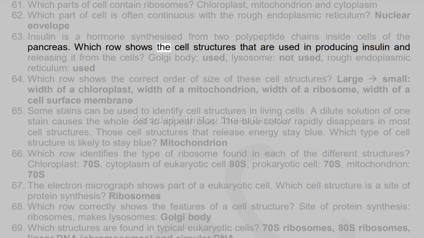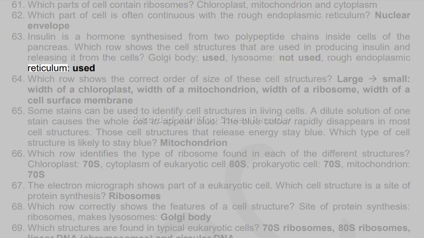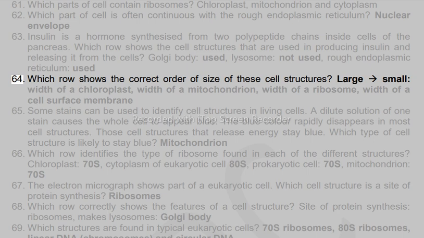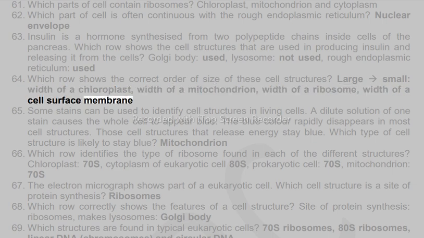Which row shows the cell structures that are used in producing insulin and releasing it from the cells? Golgi body, used; lysosome, not used; rough endoplasmic reticulum, used. 64. Which row shows the correct order of size of these cell structures? Large to small: width of a chloroplast, width of a mitochondrion, width of a ribosome, width of a cell surface membrane.